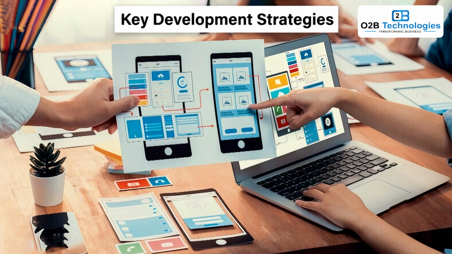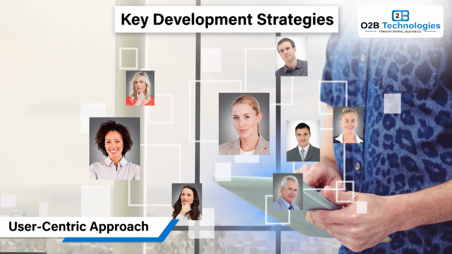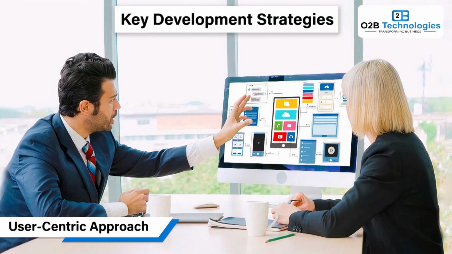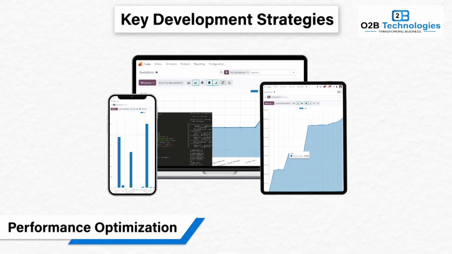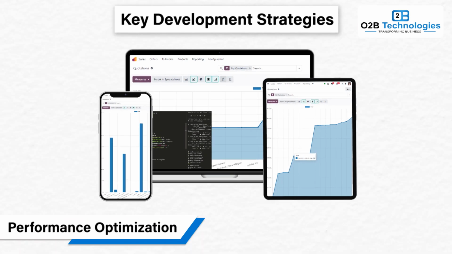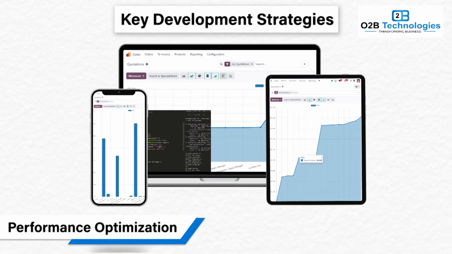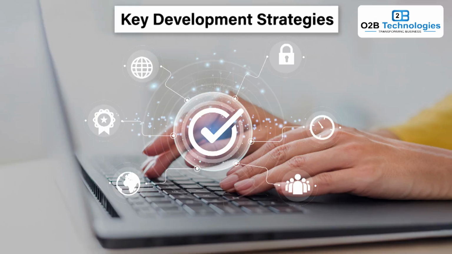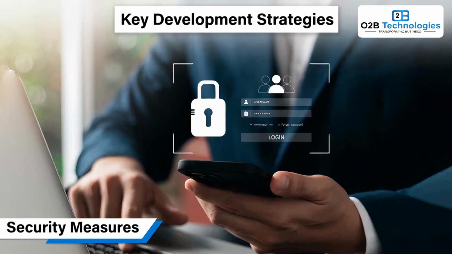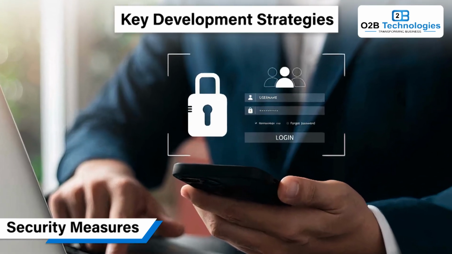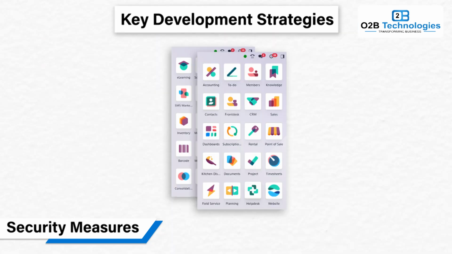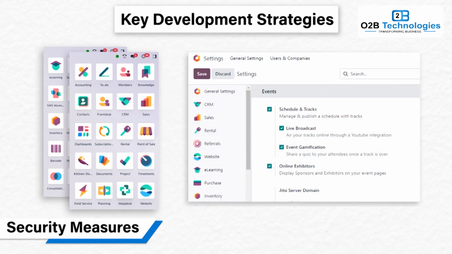Key development strategies. User-centric approach. Focus on creating an intuitive and user-friendly interface optimized for mobile usage. Performance optimization. Ensure the app performs well on various devices by optimizing code and minimizing resource usage. Security measures. Implement robust security measures to protect sensitive data transmitted between the mobile app and Odoo's backend.